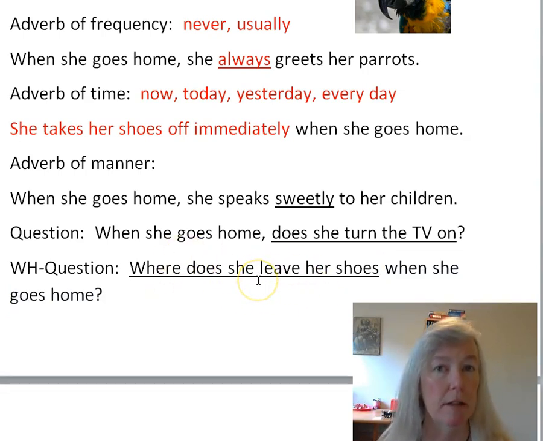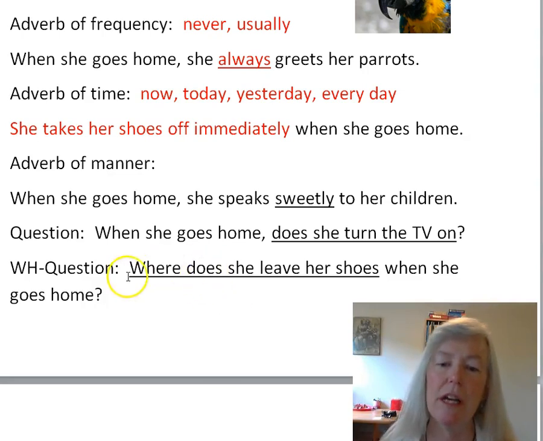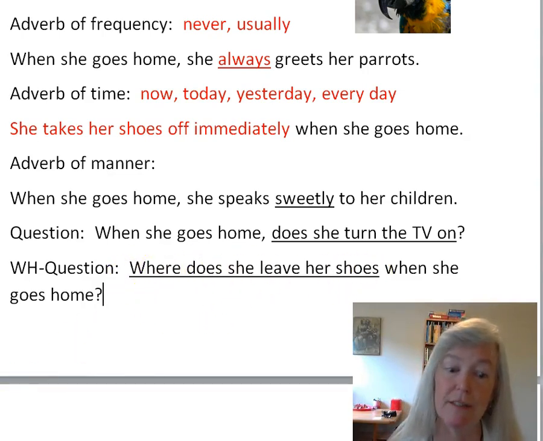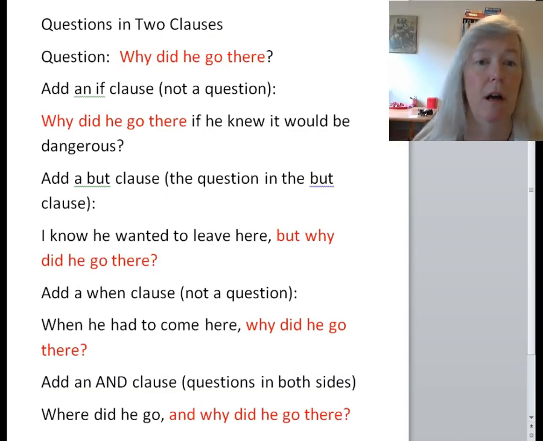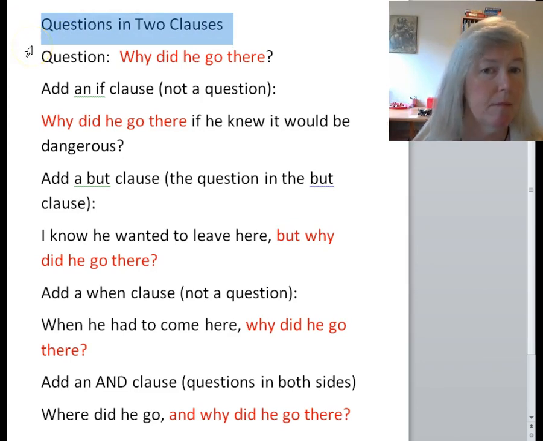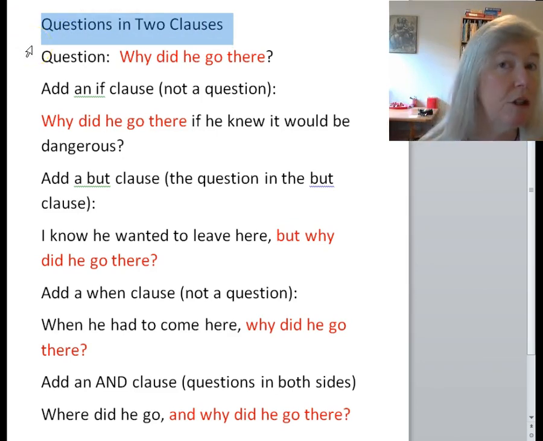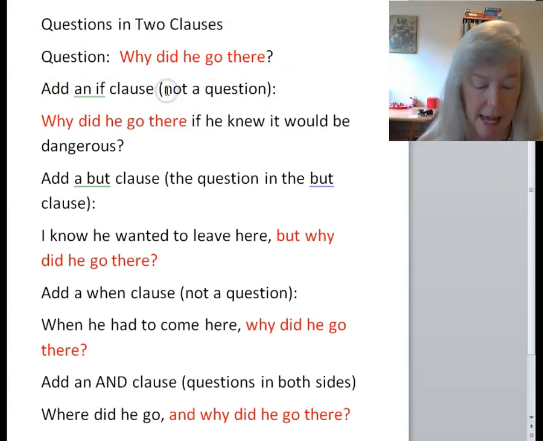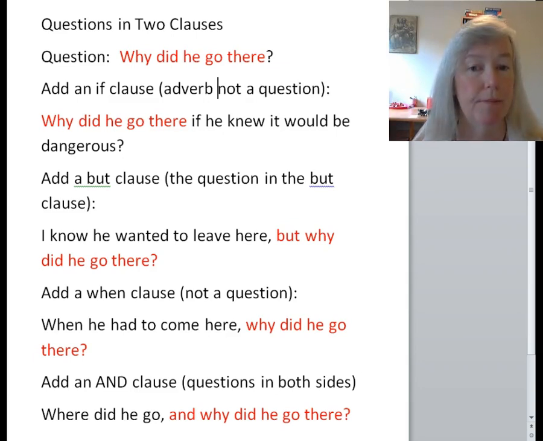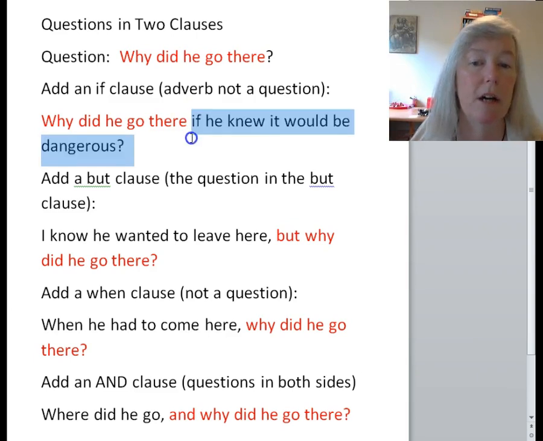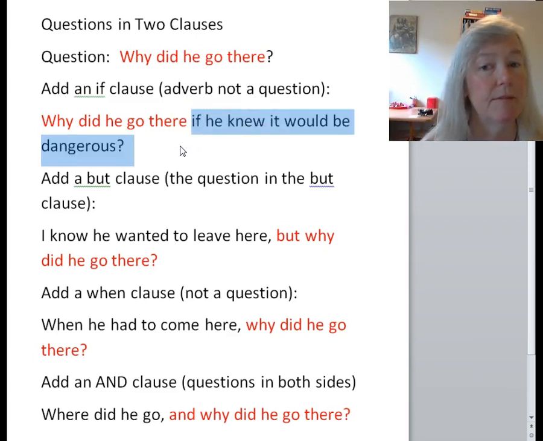Even when one of the parts is a question, usually, excuse me, only the main clause is a question. And if we have the question with two clauses in it, it matters whether it's an adverb or a fanboys conjunction, what kind of conjunction it is. Why did he go there is a question. I can add an if clause to that question, and the adverb clause is not a question. Why did he go there if he knew it would be dangerous? If he knew it would be dangerous, it's not in question word order.